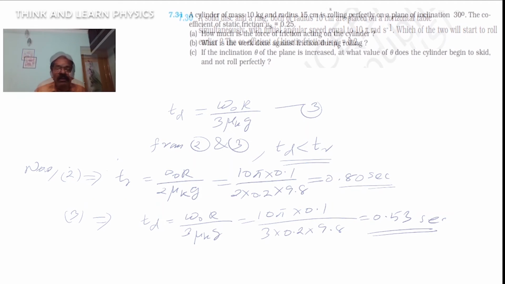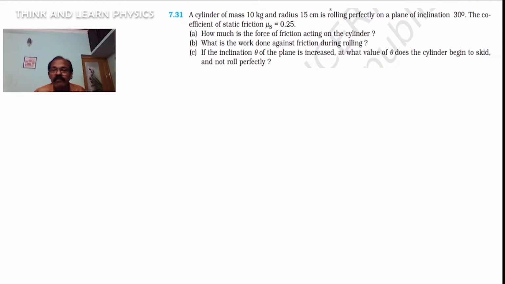Okay. A cylinder of mass 10 kg and radius 15 cm is rolling perfectly on a plane of inclination 30 degree. The coefficient of static friction mu s equals 0.25. A. How much is the force of friction acting on the cylinder? B. What is the work done against the friction during rolling? C. If the inclination theta of the plane is increased, at what value of theta does the cylinder begin to skid and not roll perfectly?